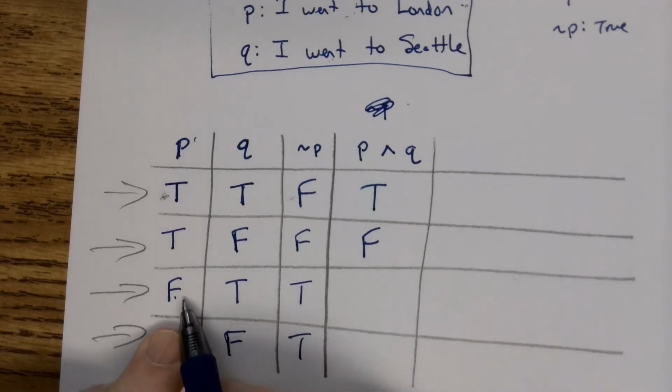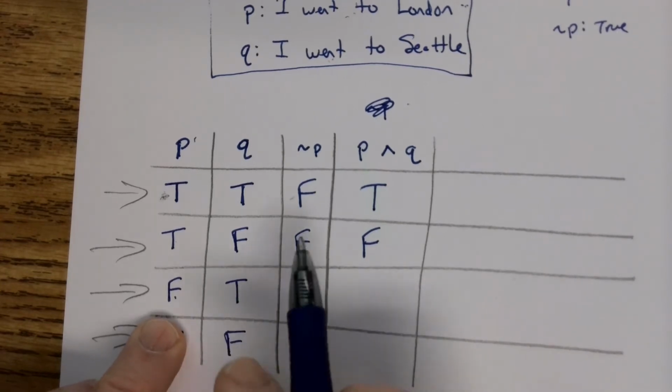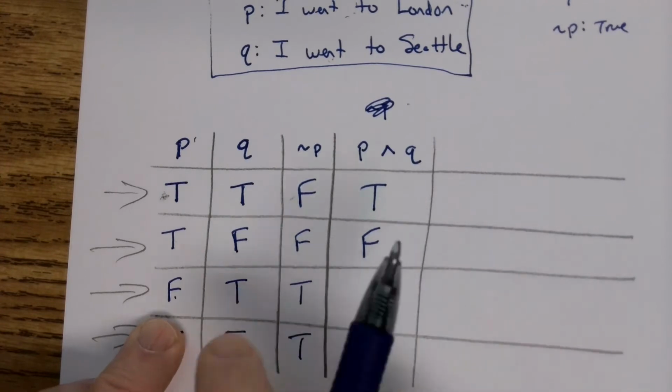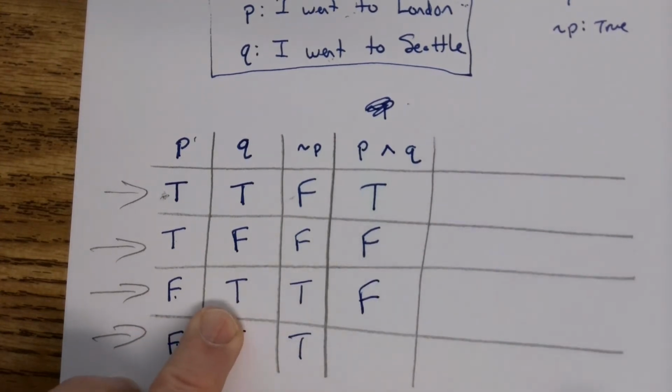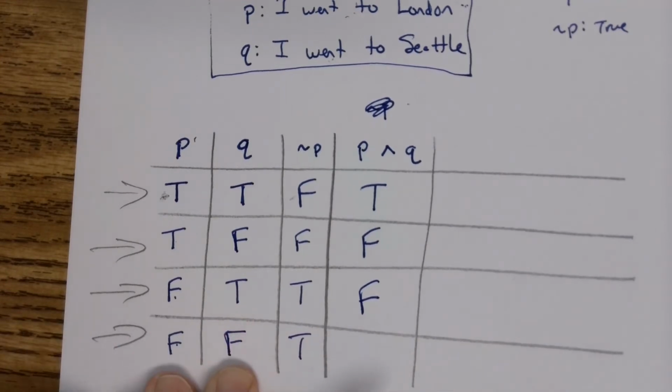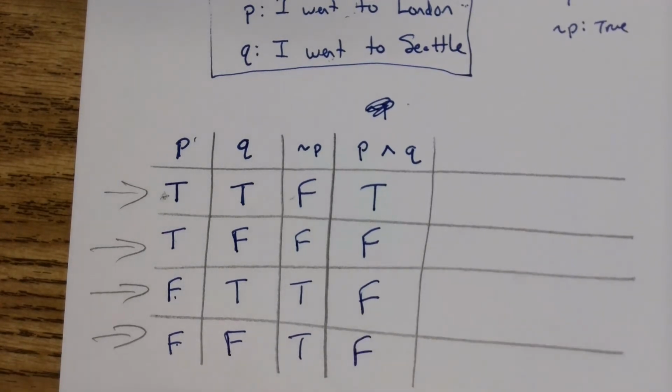I tell you, I went to London and I went to France. No, I went to London and I went to Seattle. However, I didn't go to London. They were both false. So one's false, one's true. Then if I use the word and, I didn't go to both places. And then, of course, if I didn't go to either place, and I tell you I went to both places, I am lying to you. I am telling you a falsehood.